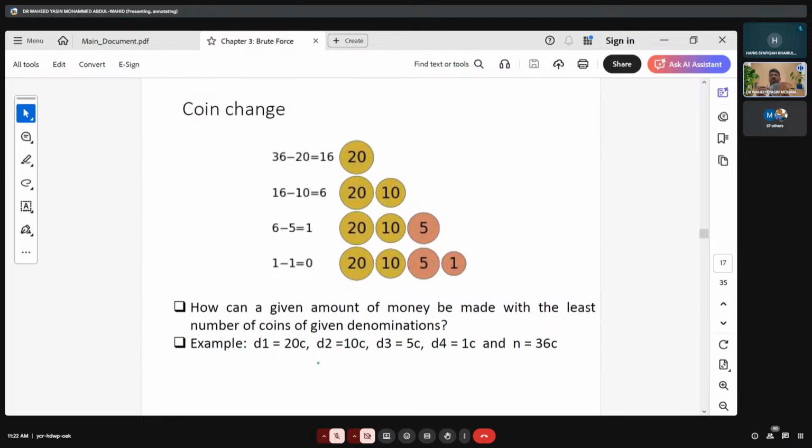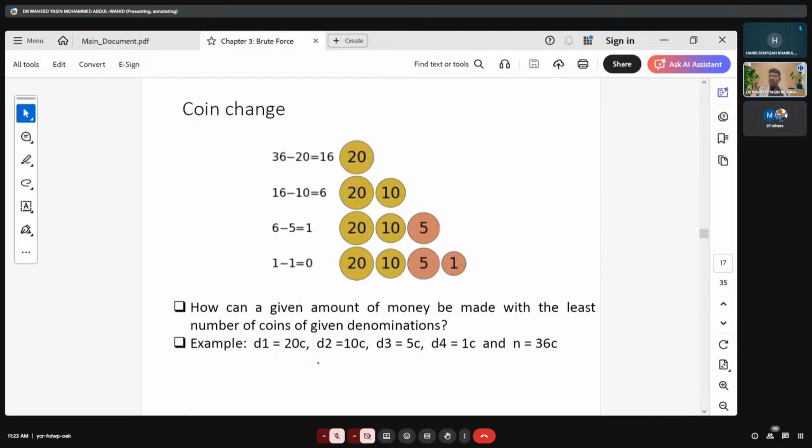This one, how many coins do I have? 1, 2, 3, 4, 5, 6, 7, 8. 8 notes. I need to give you the minimum number of notes. So minimum number of notes means 20, 10, 1, and 5. This one will be the best solution to give you 36.